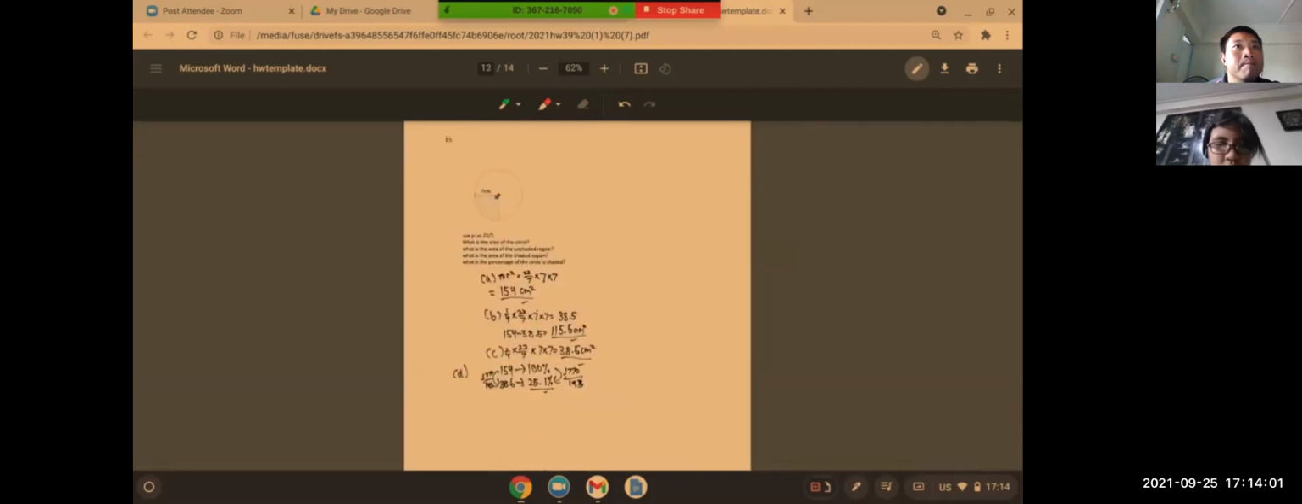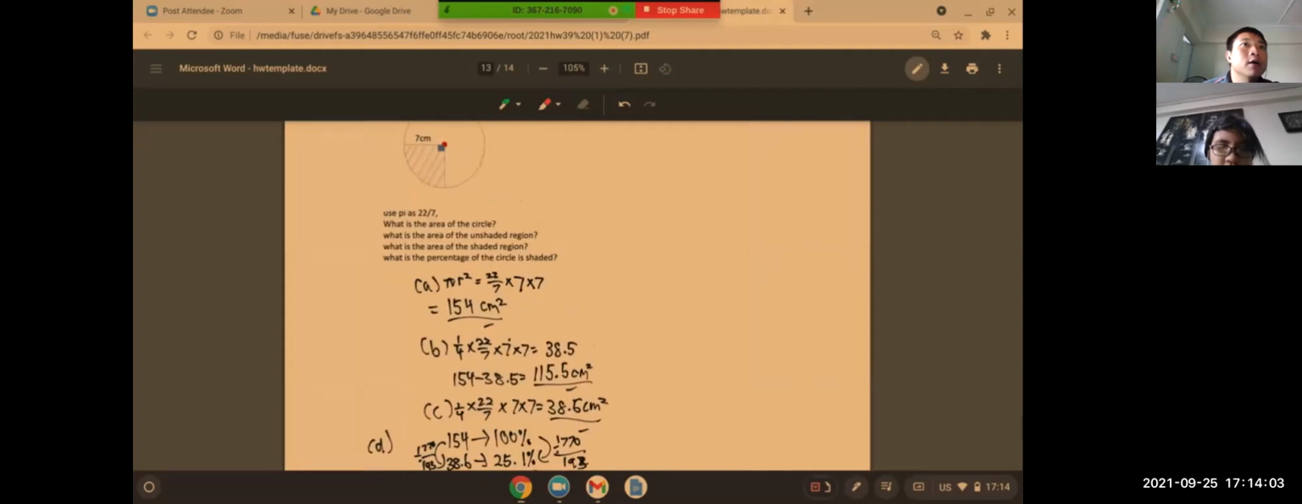Open. Okay, so over here, what is the area of the circle? So the area is pi r square. Okay, very good. Next, what is the area of the unshaded quadrant? Where is the unshaded part? Circle, I mean, highlight the unshaded part.